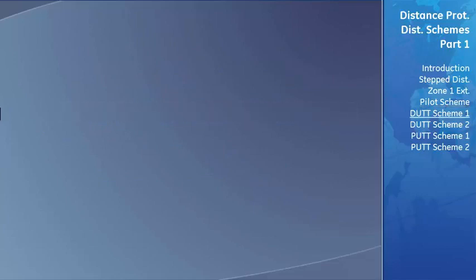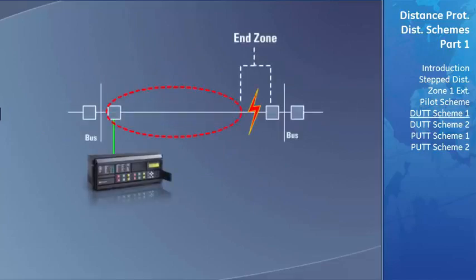A fault that occurs in the end zone of a transmission line will normally not be fully cleared until the time delay of the Zone 2 protection element has expired. The DUTT scheme, which stands for the Direct Underreaching Transfer Trip scheme, is used to reduce the amount of time needed to wait before clearing a fault that occurs in this end zone of the transmission line.